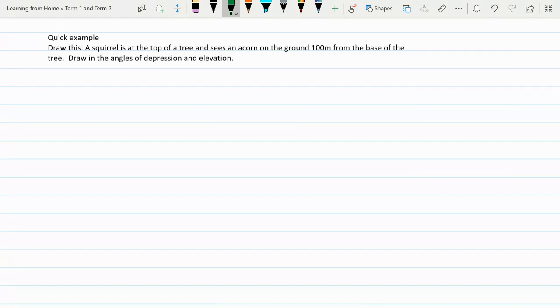So I am definitely not an artist. Here is our tree. Here is our squirrel. I'm not even going to try. I'm going to make an S for squirrel, and I'm going to put a little A for the acorn.